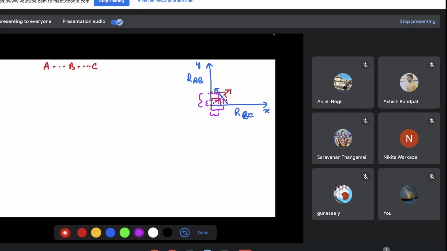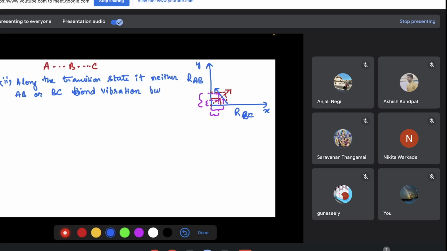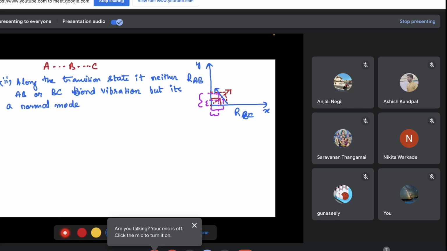Here the point is that along the transition state, it's neither AB nor BC bond vibration, but it's a normal mode, that is the vibration of both the AB bond and the BC bond, but not isolated. So that is what a normal mode is.